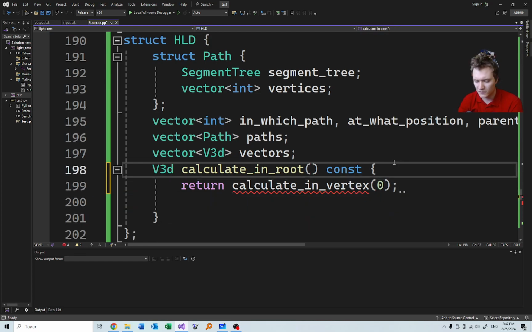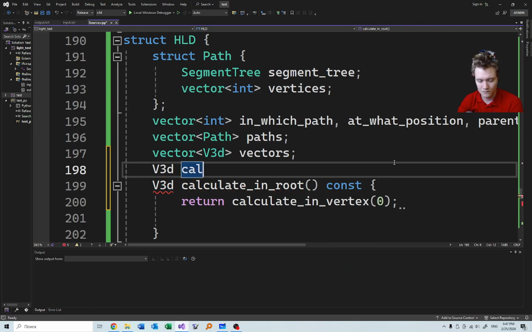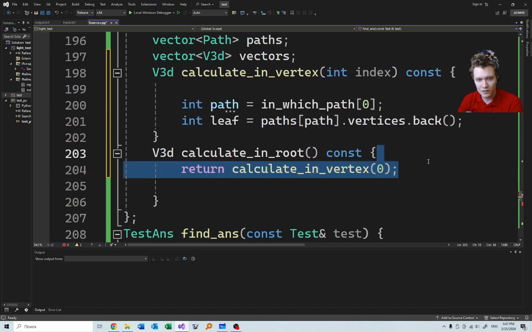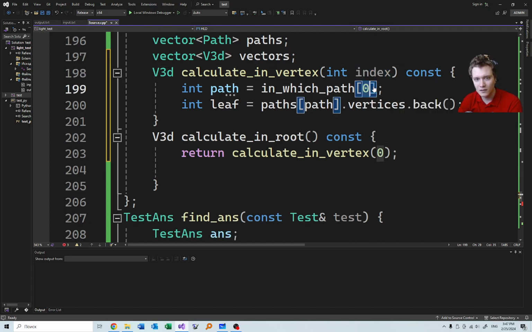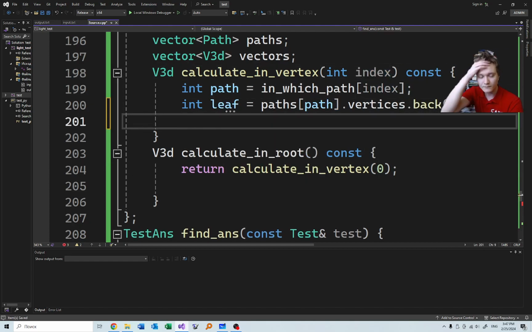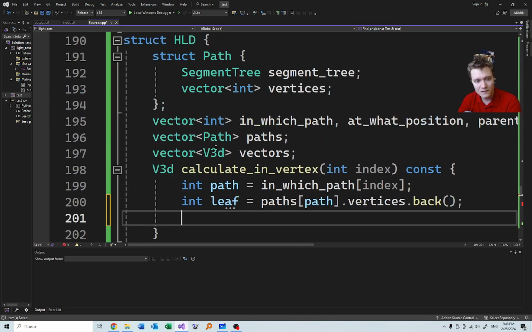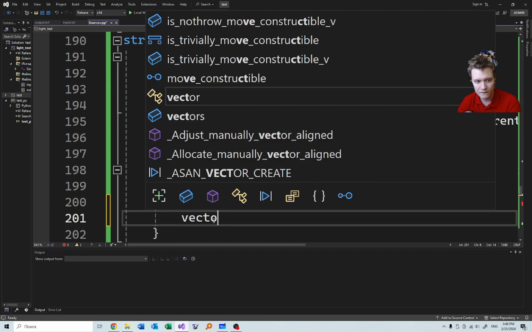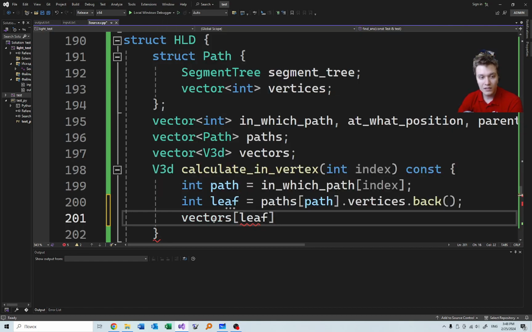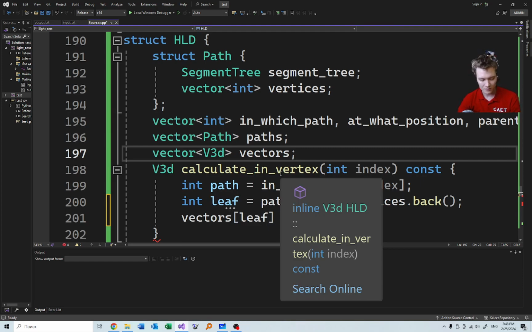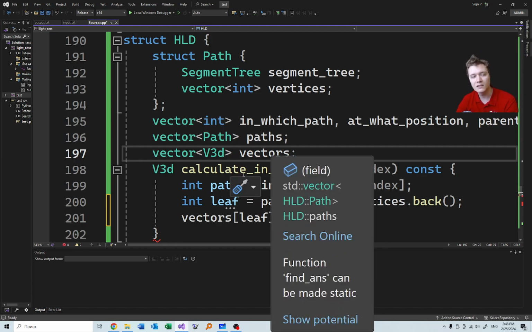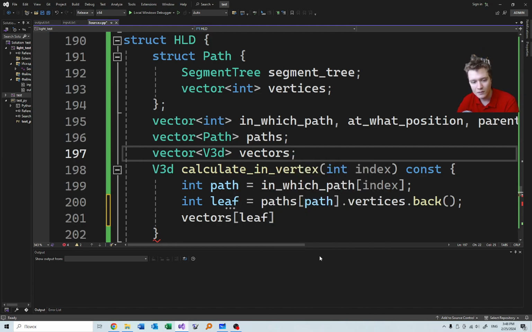We can calculate in any vertex. So first of all, we need to calculate in which path index we go to the leaf of this path. Then we know that its vector is v3d of vectors, so let's say vectors leaf. Now we need to substitute it in the matrix which corresponds to the path from the leaf to the vertex number index.